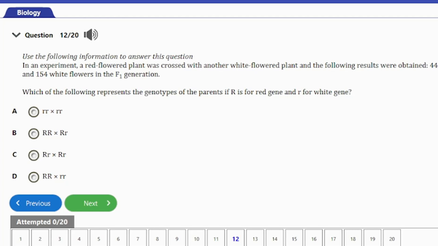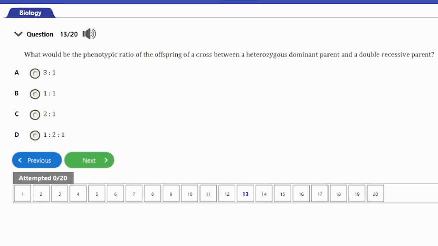So with that, the only possible combination here that will yield plants phenotypically in the ratio 3:1 is option C, and that's heterozygous R crossed with heterozygous R. So that's it for that question, guys. Let's go ahead and consider the next question.